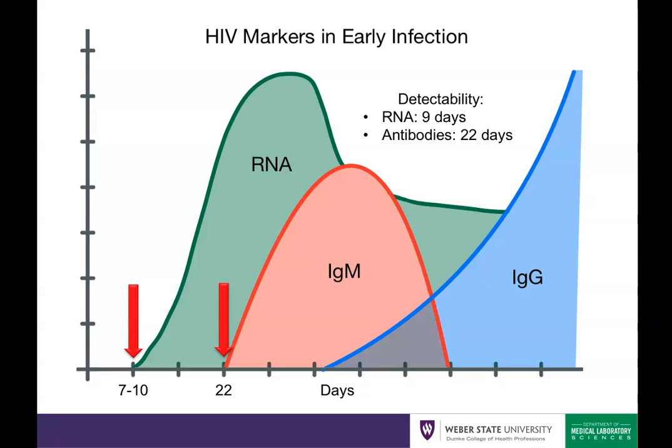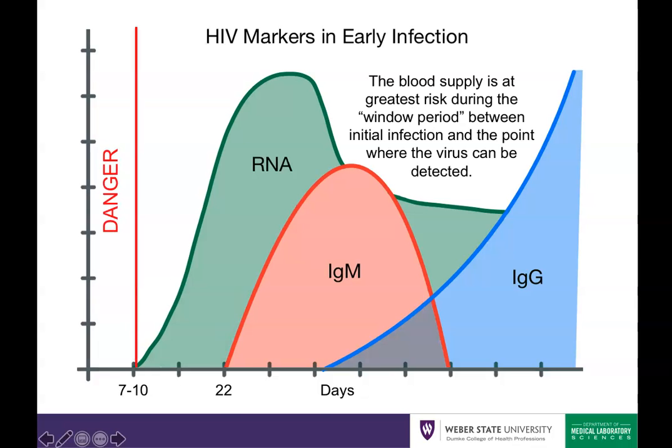You can see too that IgM doesn't even start to be produced until around 22 days after infection. So that's super important. The fact that we're able to detect RNA almost 2 weeks earlier than we're able to detect any HIV antibodies is super important for testing, because as Brooklyn talked about, the window period between initial infection and the point where virus can be detected, this is where blood product is at the greatest risk. If you have somebody come in who's been infected with HIV and they don't yet know it, or they're not yet detectable, that is where the blood supply is at the greatest potential risk.